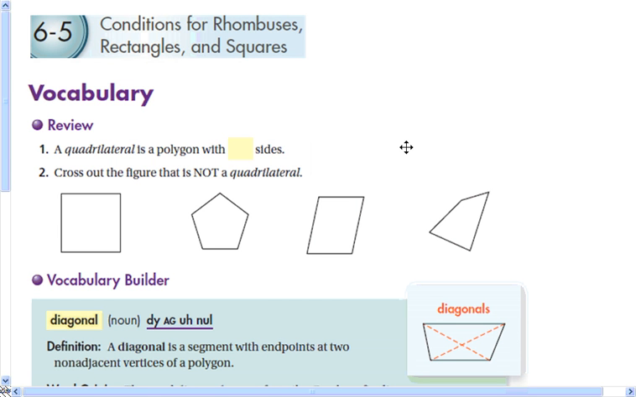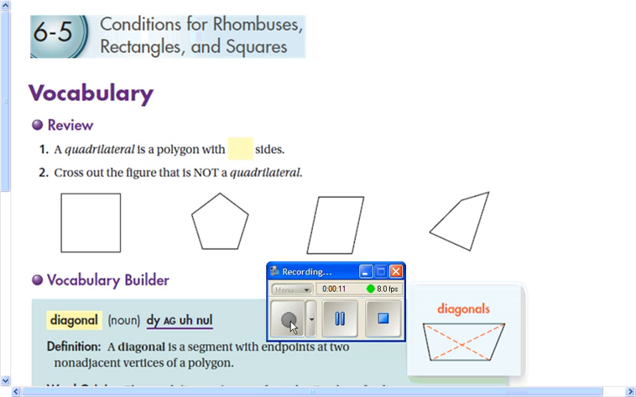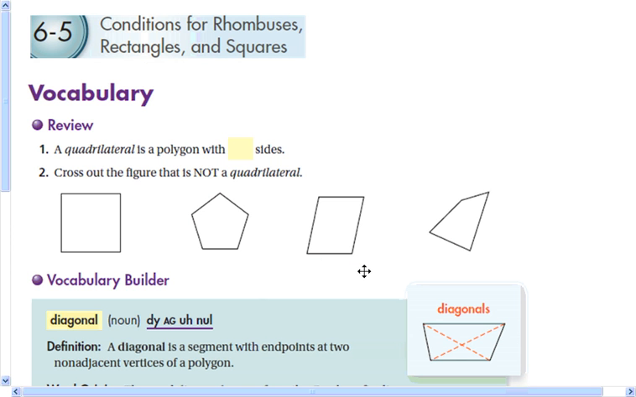All right, this is lesson 6.5, conditions for rhombuses, rectangles, and squares. So we're going to learn how to determine whether a parallelogram is a rhombus or a rectangle. All right, do the review, check back with your answers.